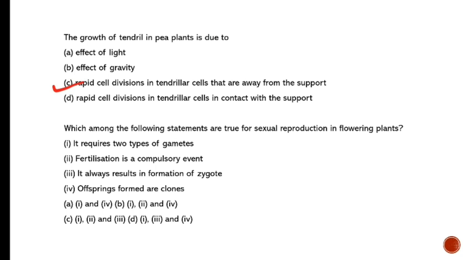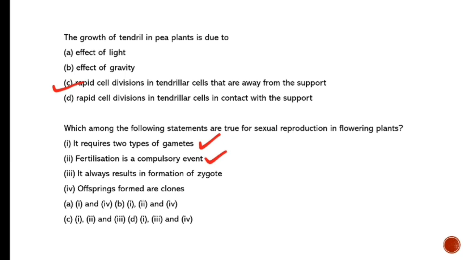It always results in formation of gametes, a zygote, and offsprings formed are clones. So it requires two types of gametes, which is a true statement. It's a correct statement. Whenever you say sexual reproduction, it means that two types of gametes or two parents are involved, right? Okay. Fertilization is a compulsory event. Only when it fertilizes, then only it will lead to the formation of a zygote. Right? So fertilization is a compulsory event.